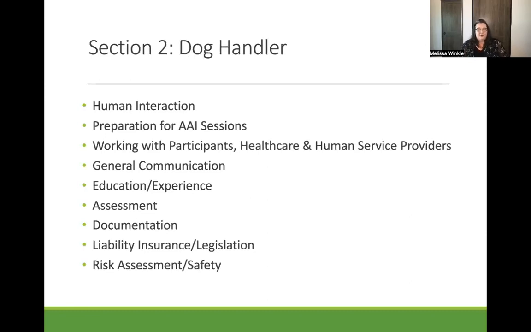When we think about the dog handler, we do our best to offer guidance about general human interactions and how to prepare for animal-assisted intervention or animal-assisted service sessions, how to work with participants, how to engage with other healthcare and human service providers, general communication that happens in sessions, education and experience, assessment, documentation of sessions, liability insurance or legislation, and risk assessment and management. We're really concerned with safety for everybody involved.